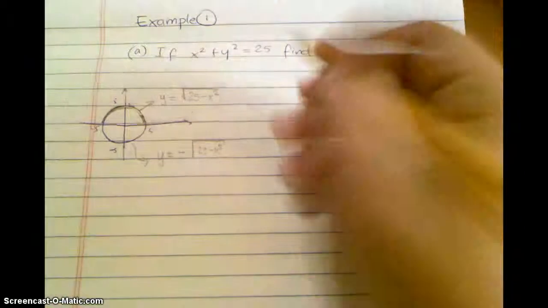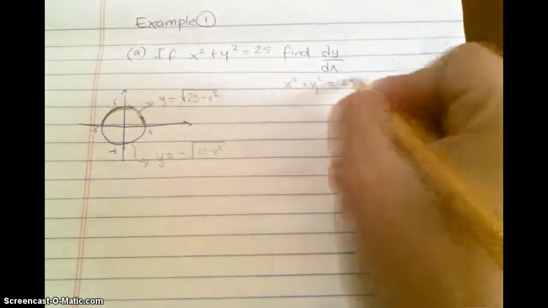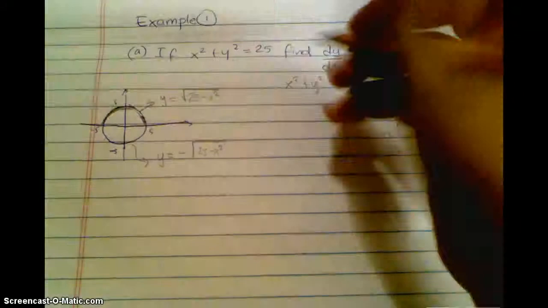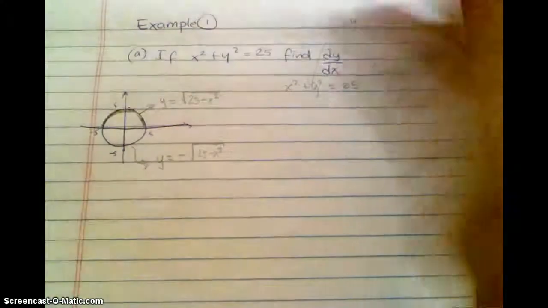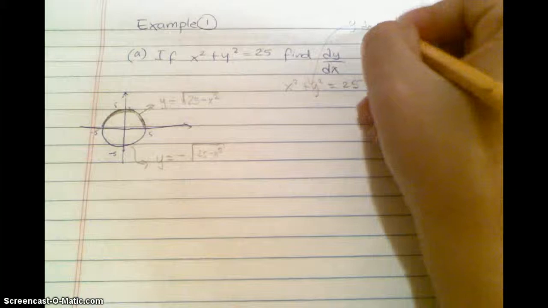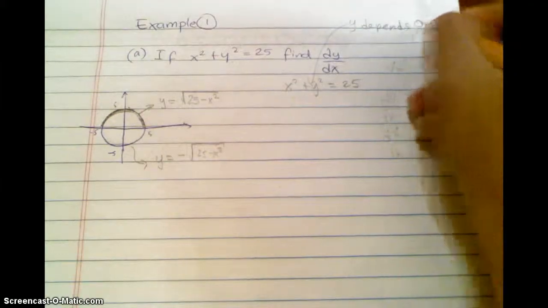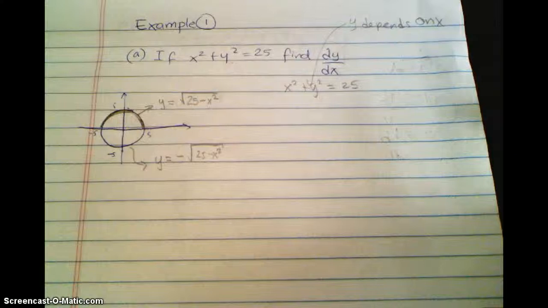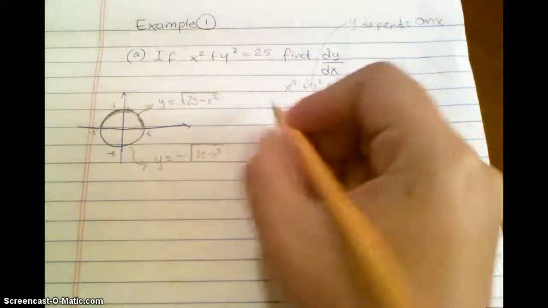Okay, so this equation, x squared plus y squared equals 25. The only thing I have to remember is that y as a function of x depends on x. And this is a very important fact when I'm taking this derivative. Okay, so I'm applying the derivative to the entire equation.